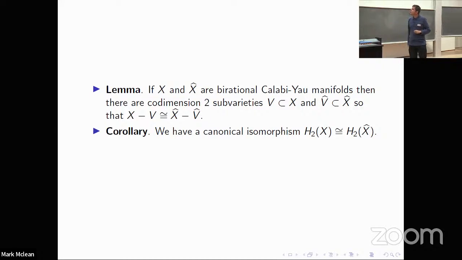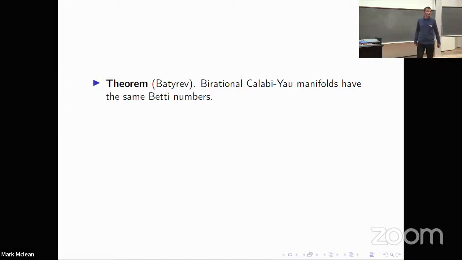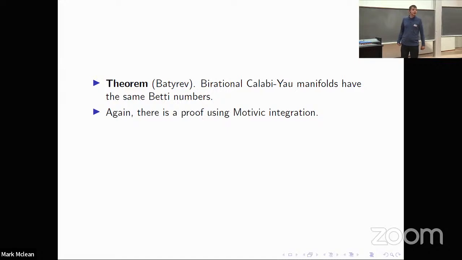As a corollary of this lemma, we have that H2 is the same. H1 is the same as well, and H0, and pi 1 and so on. But I just want to mention that H2 is the same. Okay, so what about other homology or cohomology groups? Here is a theorem by Batyrev again: birational Calabi-Yau manifolds have the same Betti numbers. Again, the proof uses motivic integration. So that's maybe a hint that you should use Floer cohomology.